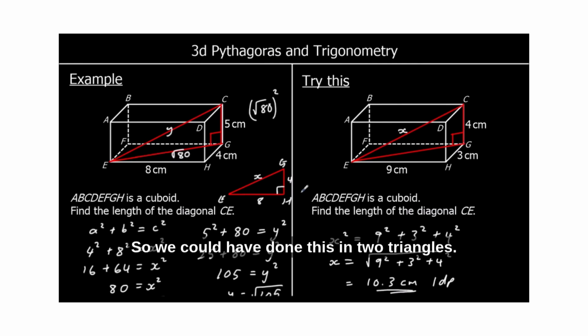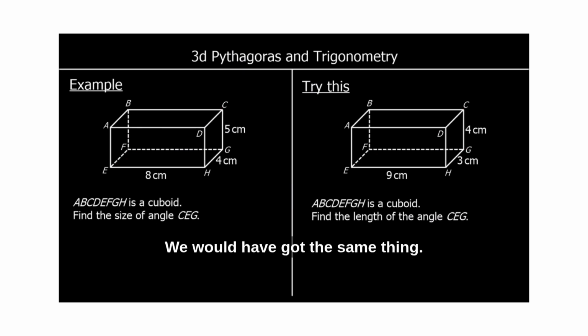We could have done this in 2 triangles. We could have said, let's find EG by doing 9 squared plus 3 squared, and then square rooting. So we would have got root 90, and then we could have done root 90 squared plus 4 squared equals x squared. So 90 and 16 make 106, and square rooted, we would have got the same thing.